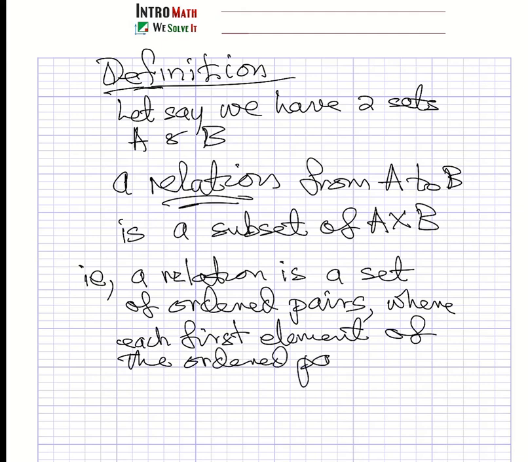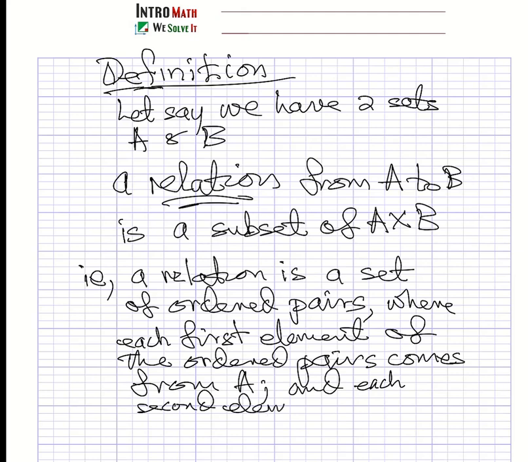Of course you have many of them, of the ordered pairs, where each first element comes from set A, right? And each second element of the ordered pair comes from set B. That's all that is saying, right?